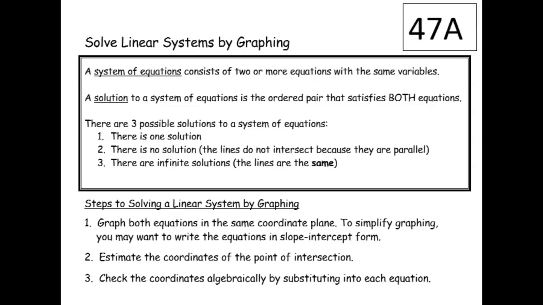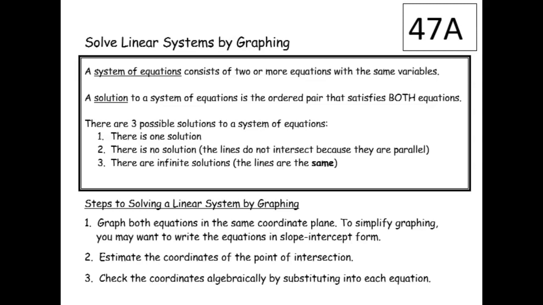Hey guys, today we are going to talk about solving linear systems by graphing. A system of equations consists of two or more equations with the same variables. In our examples, we're only going to have two equations with two different variables. The solution will be the point that satisfies both, which would typically be the intersection of the two lines when we have two variables.